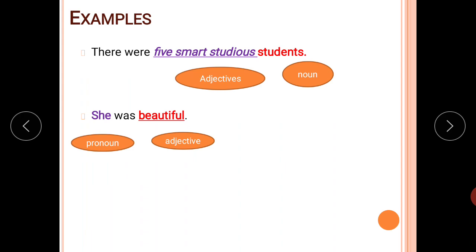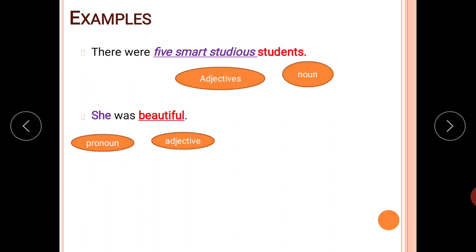How many students were there? It gives information. And how about the students? The students were smart. And how about the students' knowledge? They were studious. The standard of their learning is studious. They are very studious. So all these three adjectives qualify the noun. Okay, so in the first sentence, these adjectives come at the front before the noun.